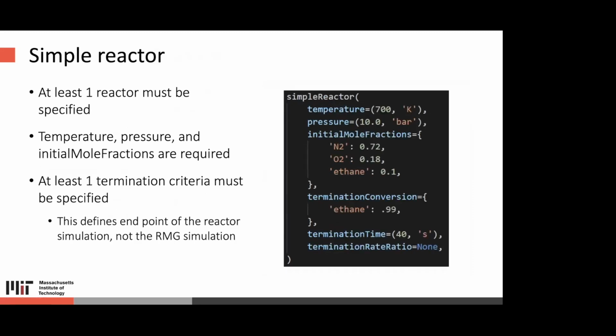And then for the simple reactor, in every RMG input file, at least one reactor must be specified. The temperature, pressure, and initial molar fraction are required to be specified as well. Also, you can see the termination conversion, termination time, and termination ratio here. At least one of the termination criteria must be specified. So this defines the endpoint of the reactor simulation, not the RMG kinetics model simulation.